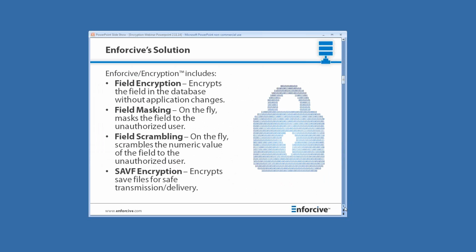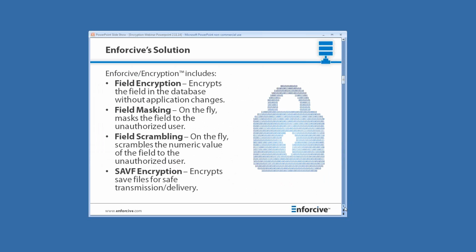And then for numeric fields, we can scramble the data. So we're putting an algorithm over the calculation over the numeric value on the fly and showing the person the scrambled value. The last offering is a little bit different.